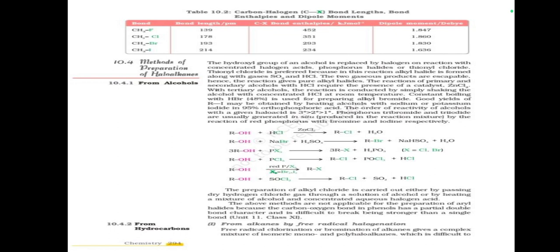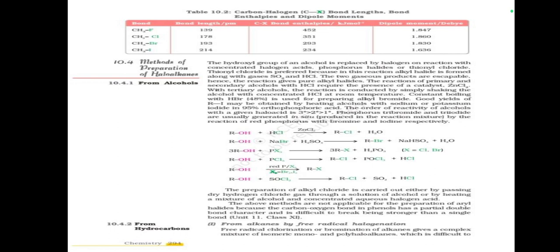The above methods are not applicable for the preparation of aryl halides because the carbon oxygen bond in phenols has partial double bond character and is difficult to break, being stronger than a single bond.